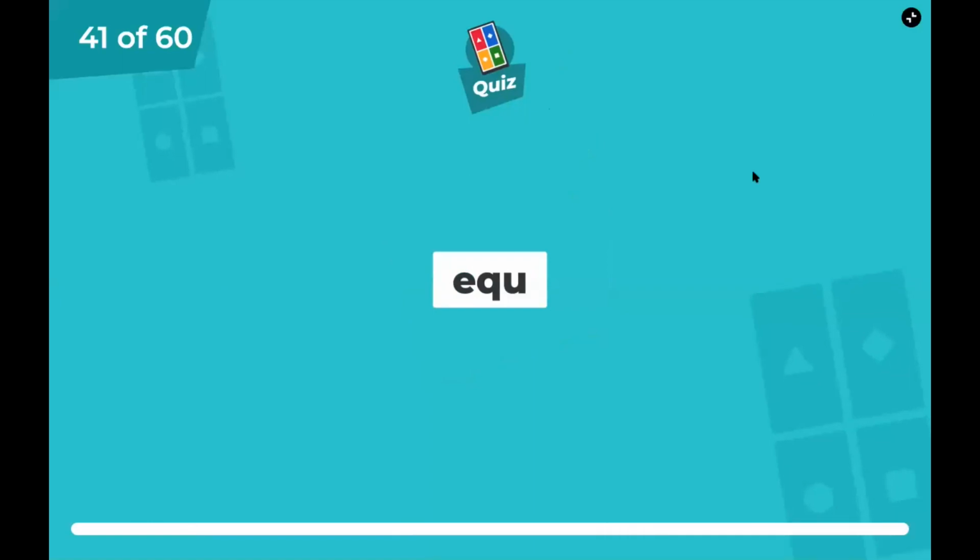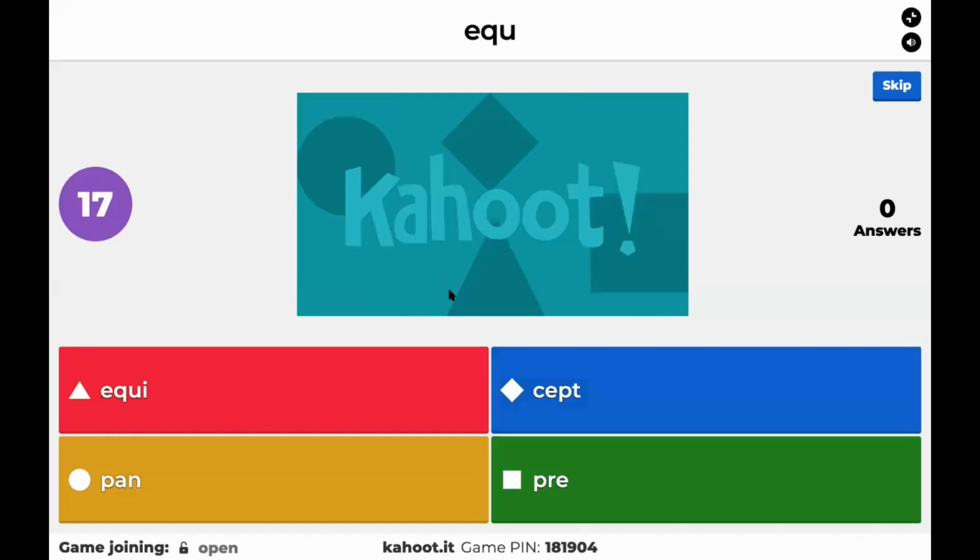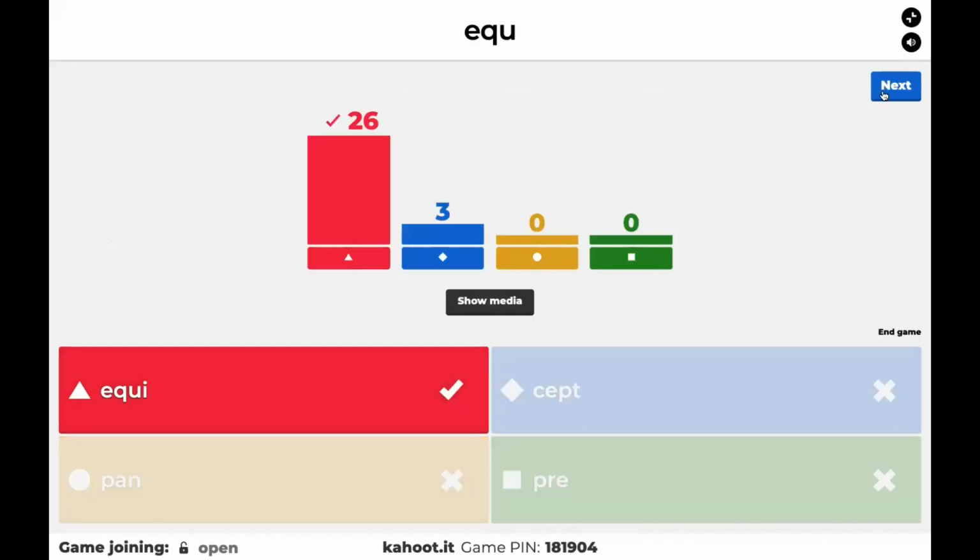Equi. Oh, this is another one. Okay. Equi. Red is equi, I can't pronounce that. Blue is sep. Yellow is pan. And green is free. Nice.